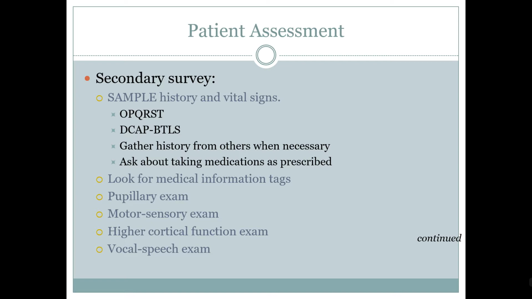For higher cortical function, ask the patient to hold up 2 fingers on his right hand. Patients unable to do this have an abnormality in the higher cortical functions. Do a vocal speech exam. Have the patient repeat a phrase such as "the sky is blue and the sun is orange." Difficulties with this indicate a brain problem. Note your findings so you can pass this along to EMS.